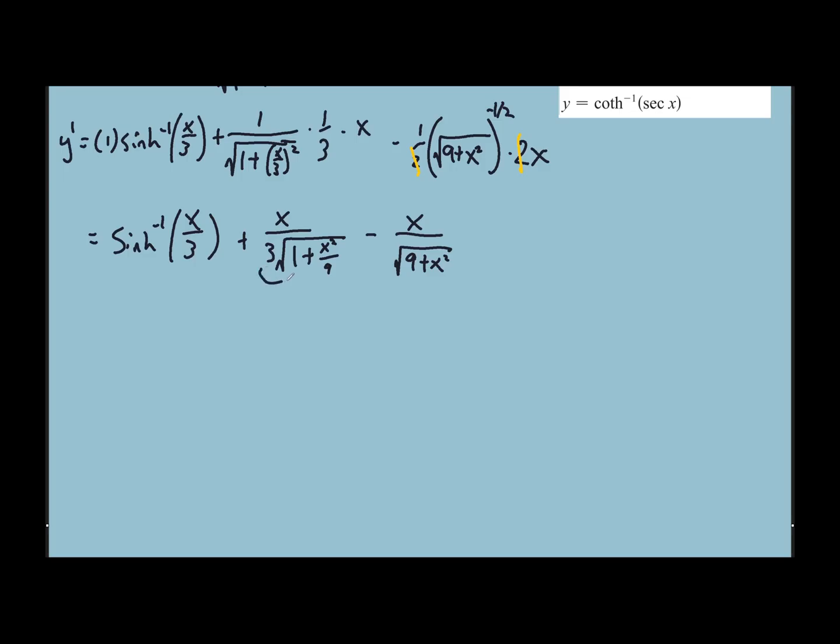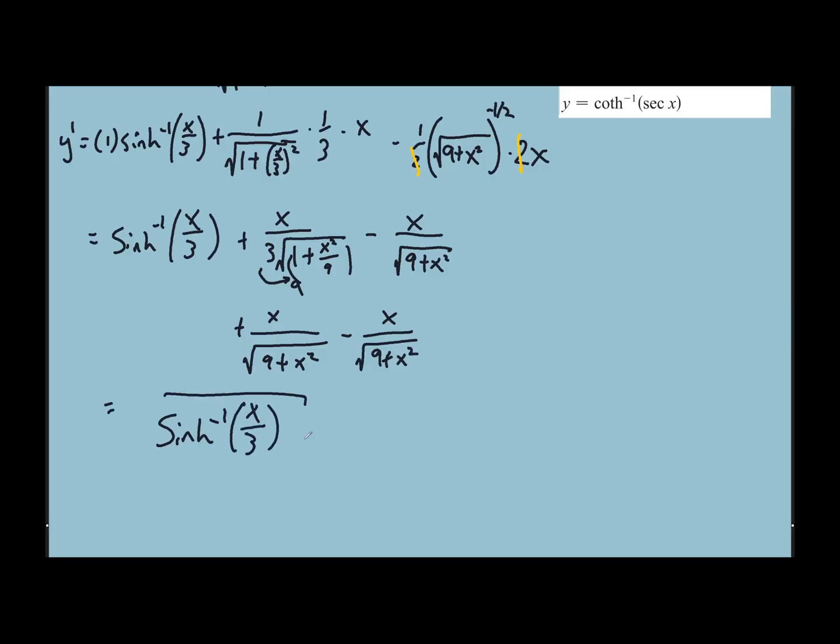So if I bring the 3 in here, that would be plus x over 9 times all of this. So that would be 9 plus x squared minus x over the square root of 9 plus x squared. So our entire answer is just going to be hyperbolic arc sine of x over 3. So the derivative here actually cleaned up quite nicely, but this chain rule stuff, boy, can that be tricky.